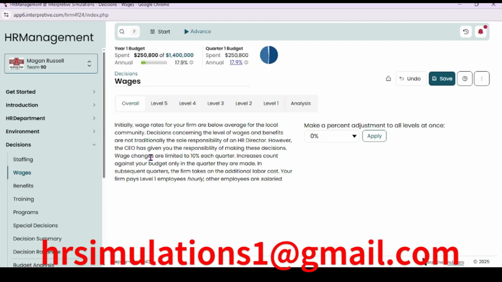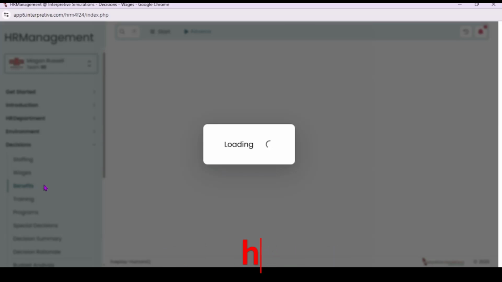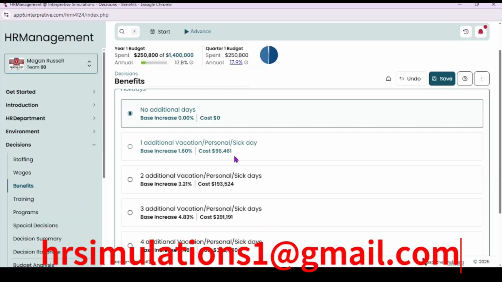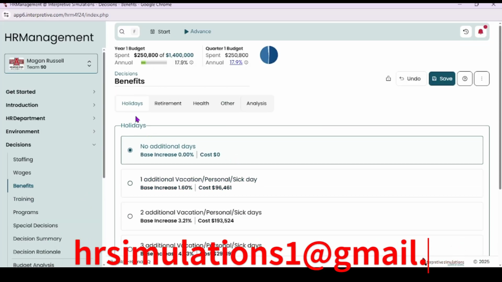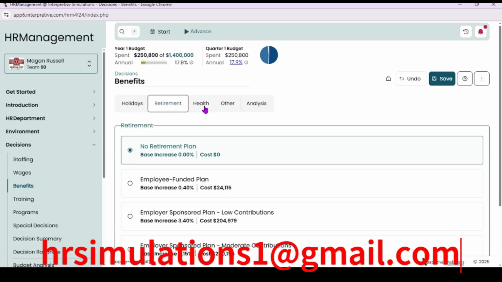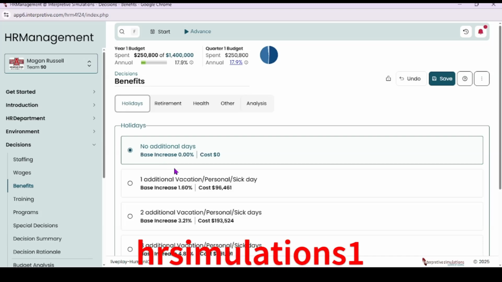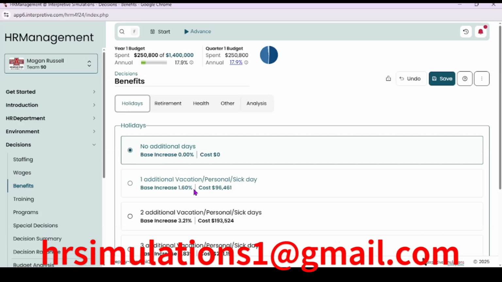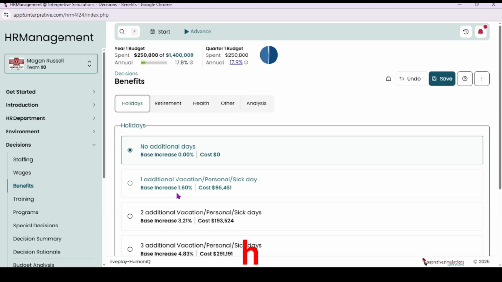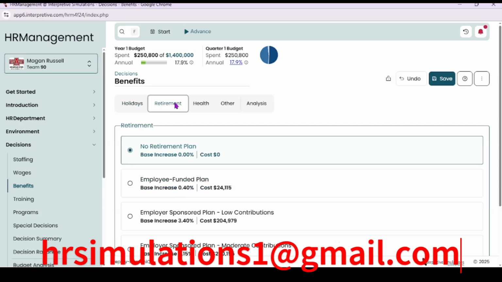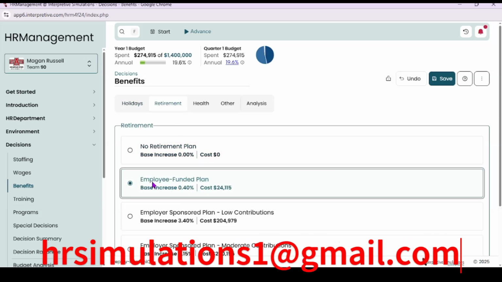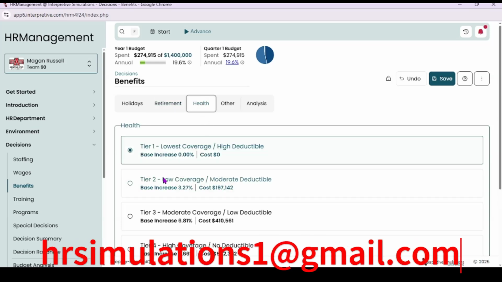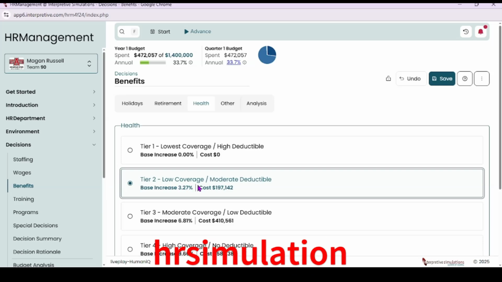That means that we have increased our wages a little bit. Next is the benefits. So when you talk of the benefits, we are talking about the holidays, the retirement, health, and maybe any other benefits. So for the holidays, I don't think at the moment I'm going to give our workers any holidays. But for retirement, I can just give them the employee funded plan. And for health also, I can give them the tier 2 low coverage.